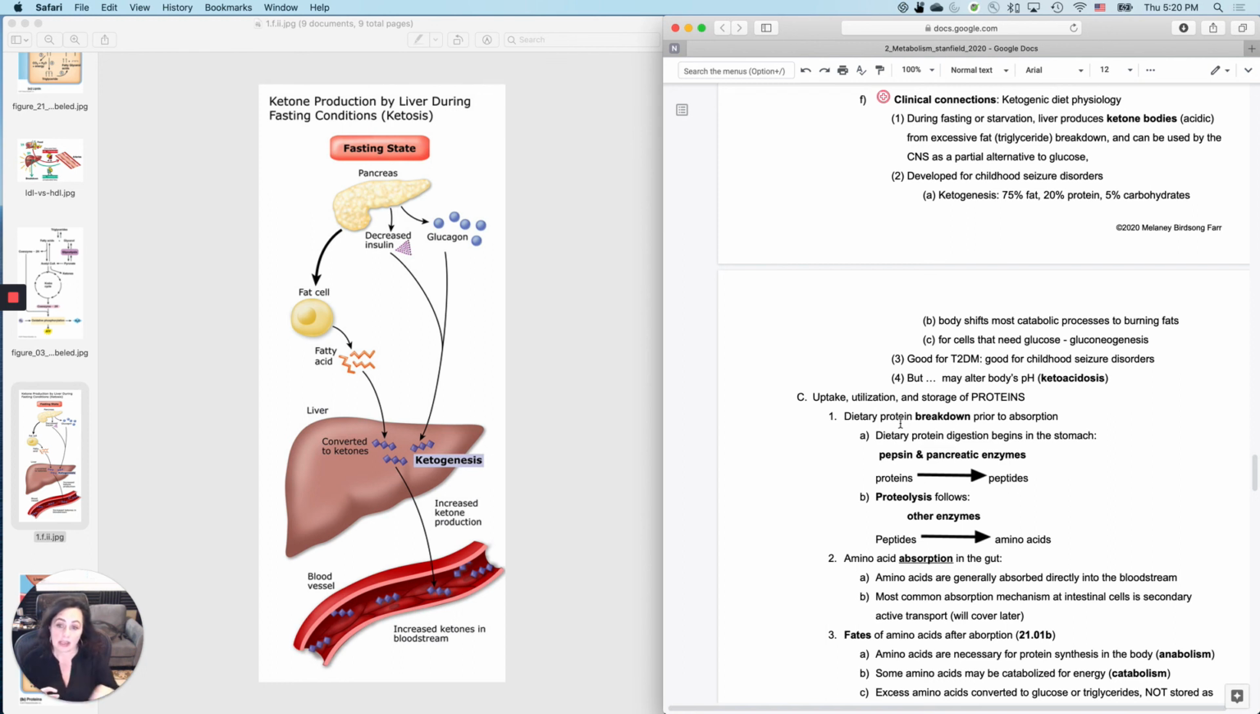The other thing is that all of these ketones are also acidic, and so it can be really hard on your kidneys if you're not paying attention to your kidney function, and it can alter the body's pH and cause ketoacidosis. So it's not a diet to be undertaken without some medical supervision, especially if you have any liver or kidney problems or cholesterol problems. So it's not something to be undertaken lightly.